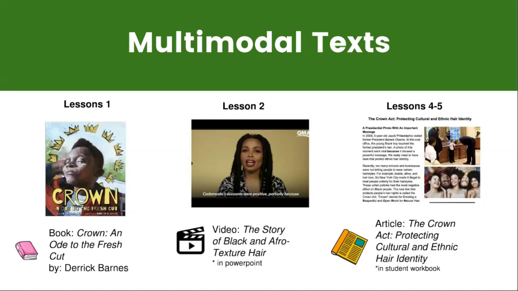Lessons 4 through 5 is an article or an expository text around the Crown Act, protecting cultural and ethnic hair identity, found in your workbook. This is a great moment, again, to do your own research to support students in learning about the Crown Act and its impact in schools as well as in policy and in the nation.